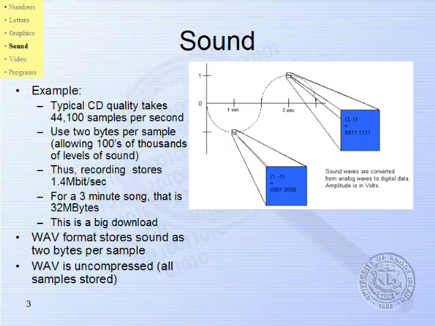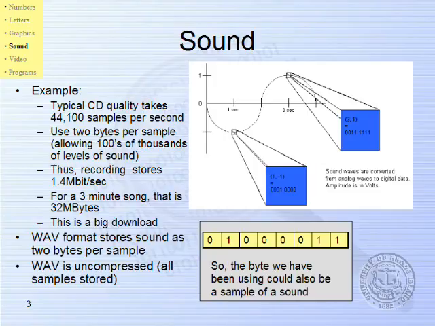Wave is uncompressed. Similar to the way bitmap was uncompressed for graphics, wave is uncompressed for sound, which means that wave format stores a byte, or in this case 2 bytes, for every sample. So if we look at the byte that we used in part 1, that byte could be part of a sample or a sample of a sound, one little fraction of a sound.